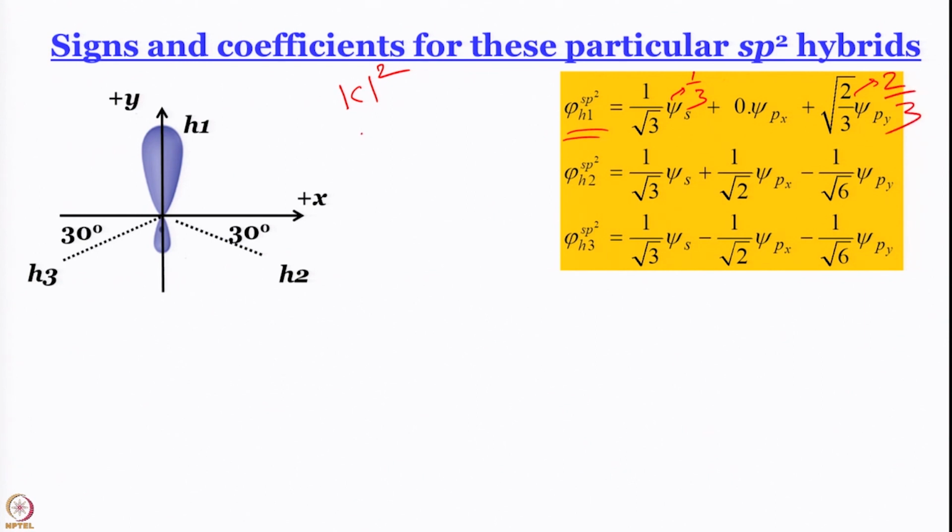What is the ratio of, how do I write it? S character, I write like this, is to P character. Oh man, such bad handwriting. The ratio of S character to P character is 1 by 3 is to 2 by 3 is 1 by 2. So, sp2. sp2 means contribution of S in that orbital is 1/3, total contribution of P is 2/3.